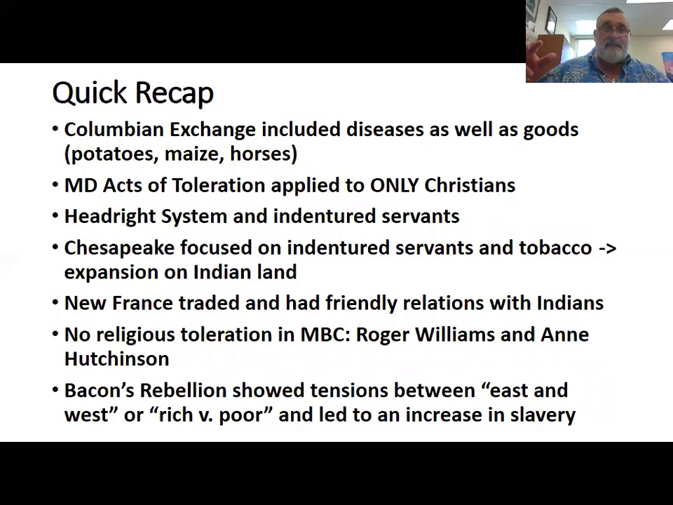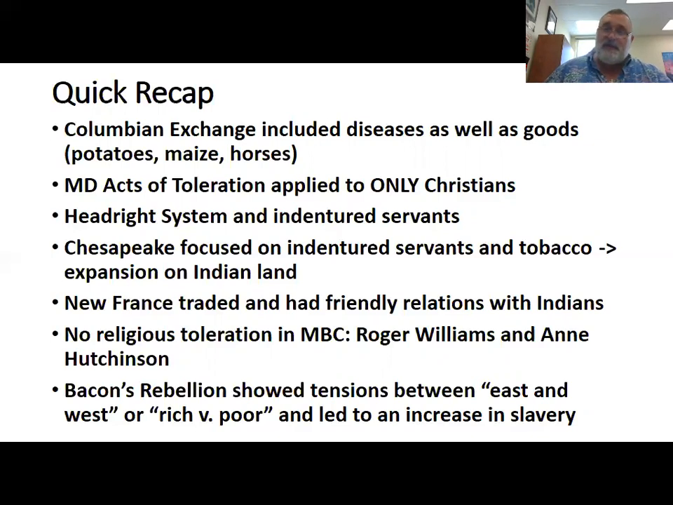So, quick recap: know something about the Columbian Exchange, know something about Maryland's Act of Toleration, one of the first places where all Christians were granted freedom of worship, know something about the headright and indentured servant systems, know what the Chesapeake was, know that it was largely a plantation area, lots of indentured servants were brought over, and then lots of chattel slavery. It's also the first place where they began to have run-ins with Native Americans because of expansion.